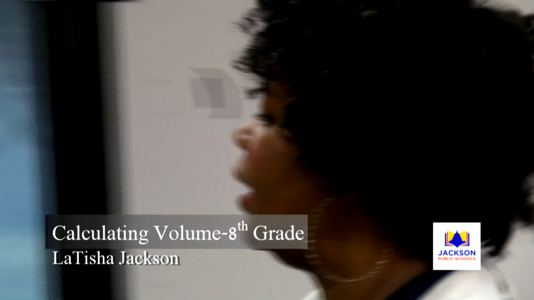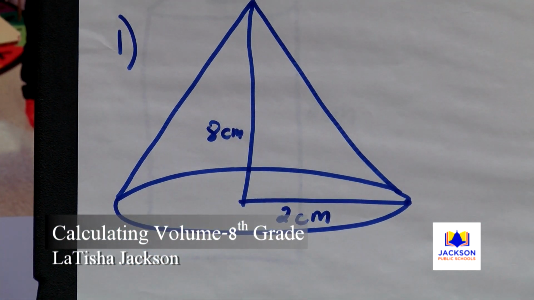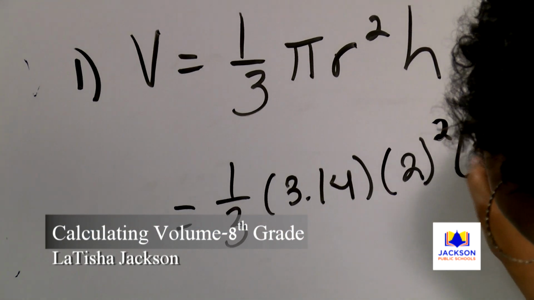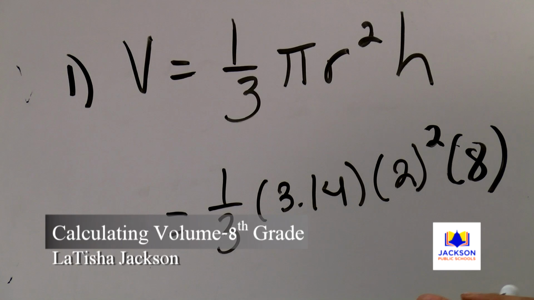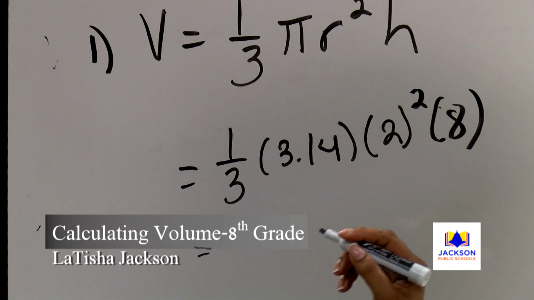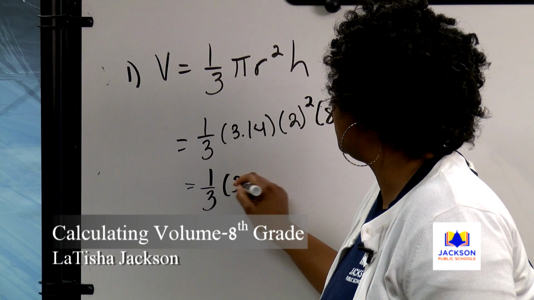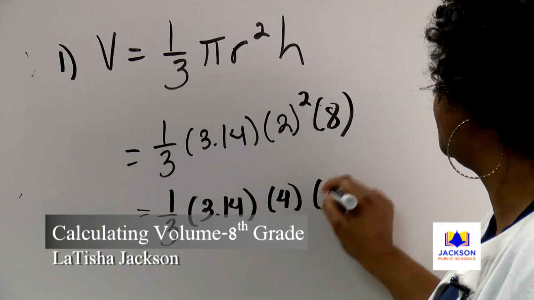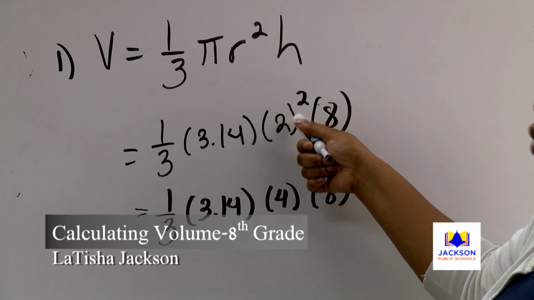Our radius, if you look back at our diagram, is 2 centimeters. So we substitute 2 in for r, and our height is 8 centimeters, so I'll substitute 8 in for my height. From there, you can use the order of operations or just punch it in your calculator. I'm going to simplify mine just a little bit because I'm using my cell phone calculator like many of you are probably doing. So we'll do 1/3 times 3.14, and then 2 squared is 4. Now we can punch this in our calculator a little easier without having to worry about the exponent.